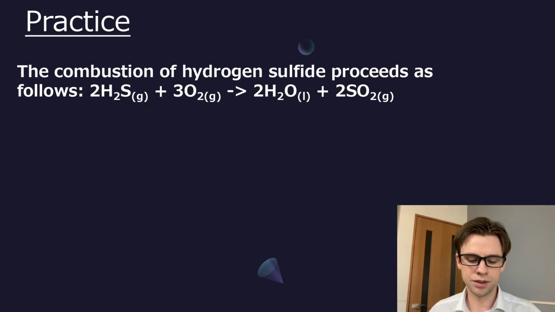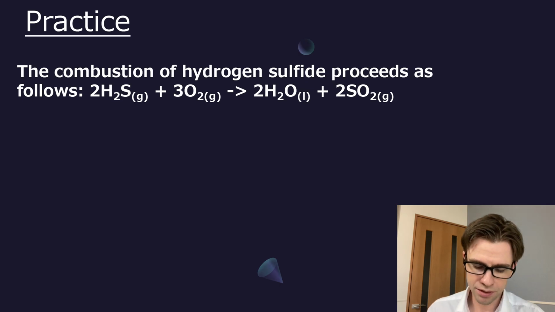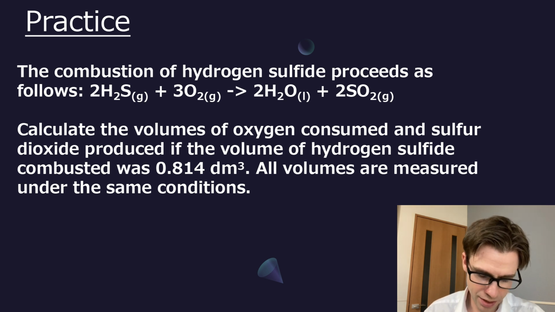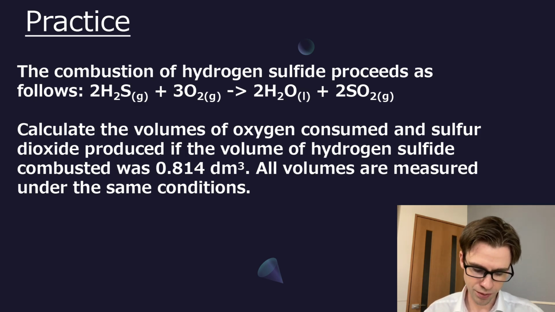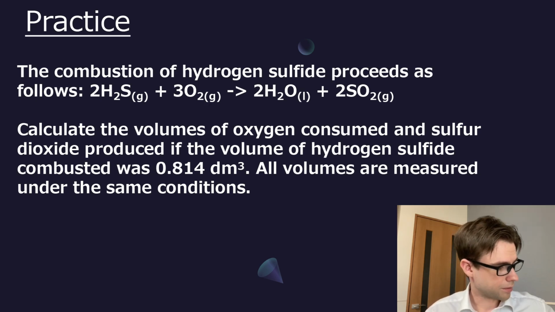The combustion of hydrogen sulfide proceeds as follows. 2 H2S plus 3 O2, both gases, go to H2O liquid and 2 SO2 gas. Now calculate the volumes of oxygen consumed and sulfur dioxide produced, if the volume of hydrogen sulfide combusted was 0.814 decimeters cubed, all volumes measured under the same conditions. That means constant temperature and pressure, so we can use Avogadro's law. So what might we write here?